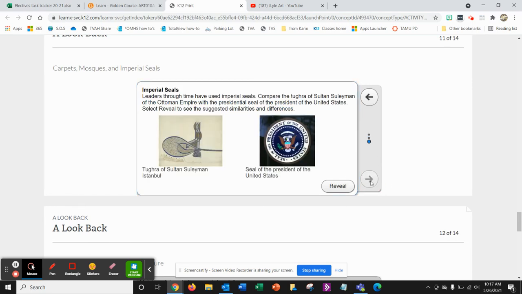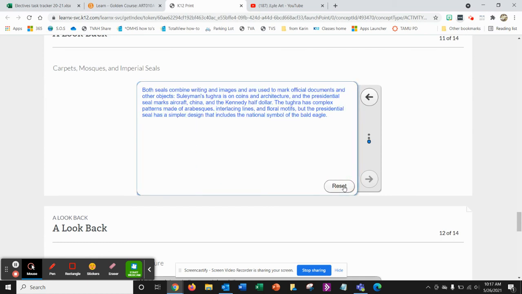So if we were looking at imperial seals, leaders through time have used these. Compare the Tugra of Sultan Suleiman of the Ottoman Empire with the presidential seal of the United States. So if we were to compare those two, we might say both seals combine writing and images and are used to mark official documents and other objects. Suleiman's Tugra is on coins and architecture, and the presidential seal marks aircraft.